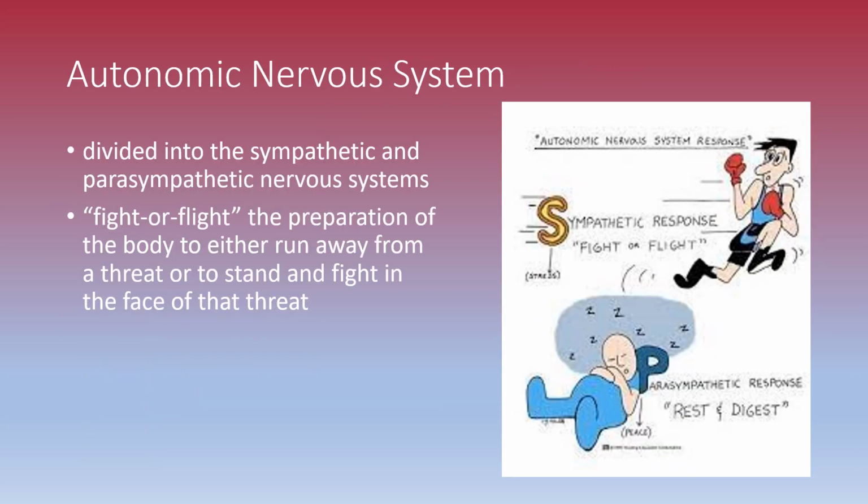The autonomic nervous system is divided into the sympathetic and parasympathetic nervous system divisions. These are responsible for the fight or flight response, which is the preparation of the body to either run away from a threat or to stand and fight in the face of that threat. The full response from start to finish will be discussed later in a different slide.